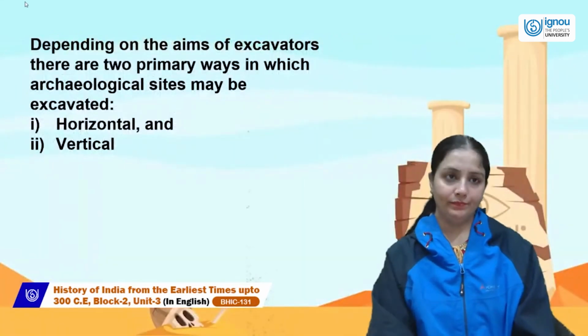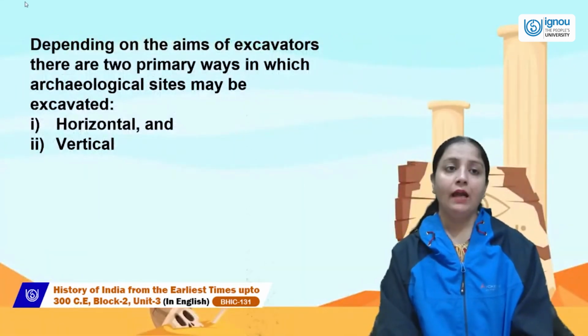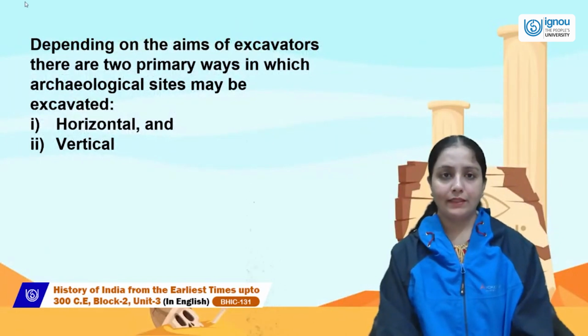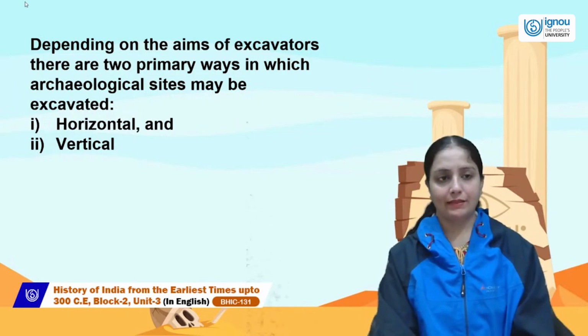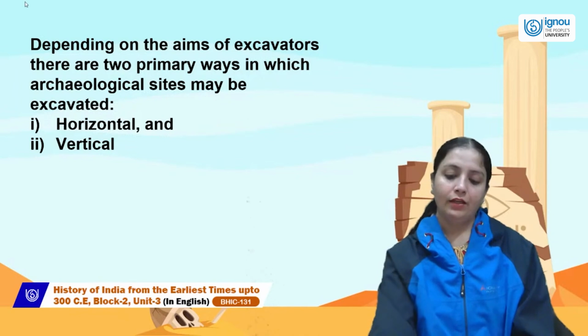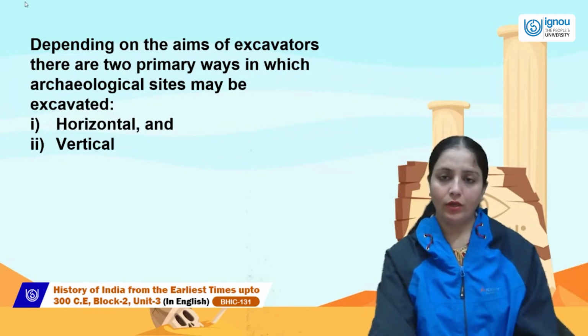What they were using? Next is, depending on the aims of excavators, there are two primary ways in which archaeological sites may be excavated: horizontal and vertical. When they used to go to the archaeological site of that particular place, they used to excavate by two methods, horizontally or vertically.